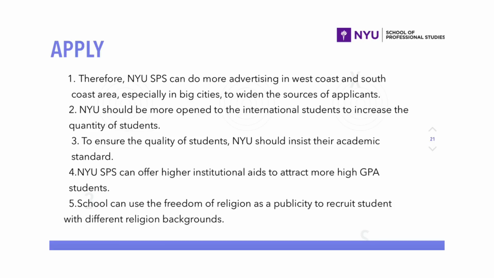From the chart, we can see that NYU SPS requires applicants who have high GPA and SAT score. This requirement is good to improve the quality of students, so SPS should insist on this requirement. Because when the institutional aid is over $23,850, the enrollment rate is high among the students whose GPA is high. When the financial aid is between $400 to $23,850, the enrollment rate is high among the students whose GPA is not high enough. So NYU SPS can offer higher institutional aids to those students whose GPA and SAT scores are high to improve the quality of students.